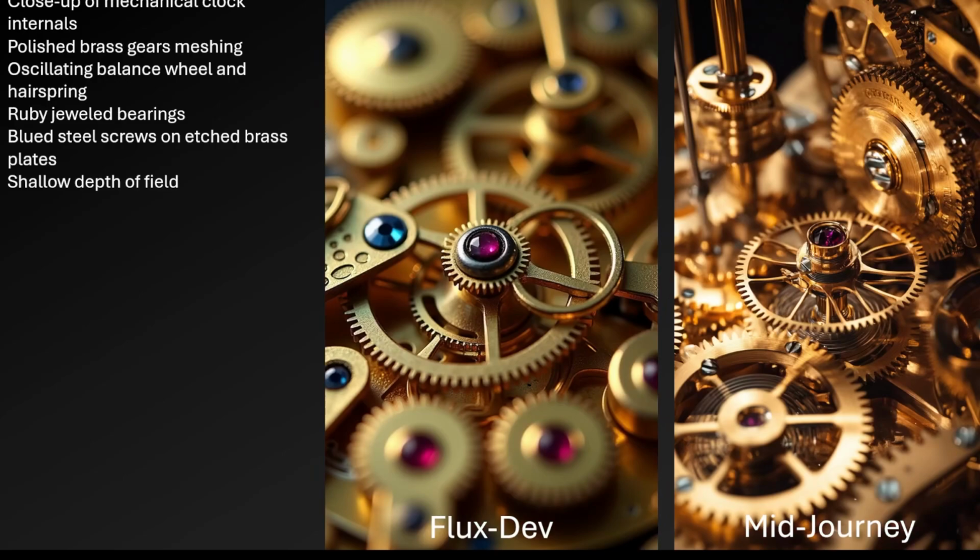Next image, we are going from creatures to some solid things or mechanics, and here we have a close-up of a mechanical clock's internals, and here Flux got the point. The reason is that it nailed it once again when it comes to the prompt. I asked for ruby jewel bearings, so we got some rubies, but if you look at the details, Flux generated unbelievable details. It also nailed the shallow depth of field, which means that only the center of the image is in focus and all the rest is out of focus. So point to Flux.